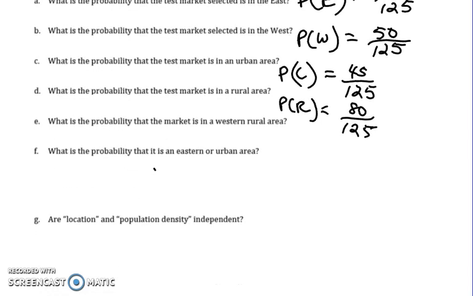Now, what is the probability that the market is western and rural? So if we look at the table for western and rural, we should see 30 out of 125.